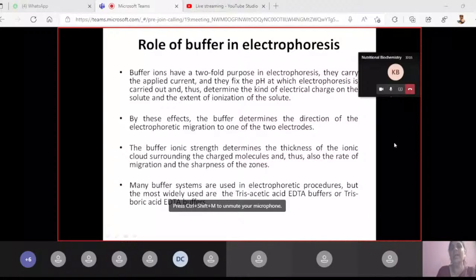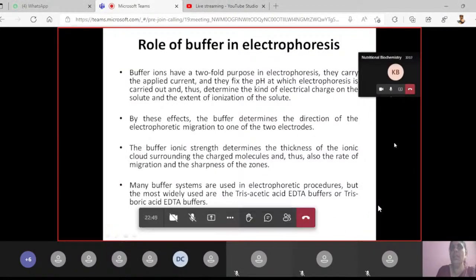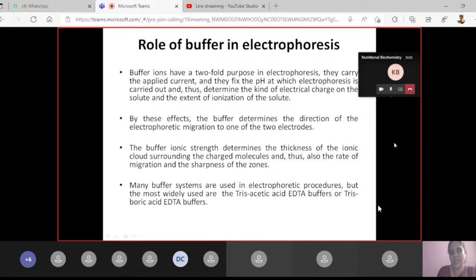be equal to the isoelectric point of the protein or amino acid. Is it clear? This is the concluding statement. You select the buffer such that the pH is either less or more than the isoelectric point. Why can't you use a buffer equal to the isoelectric point pH? Why can't you use it?